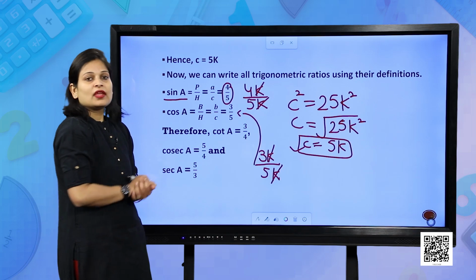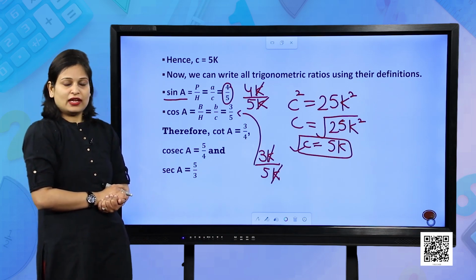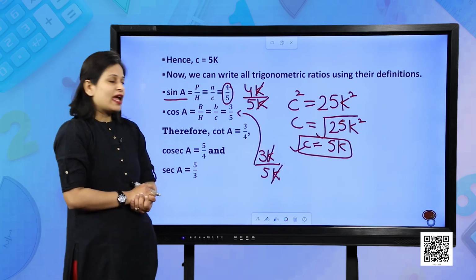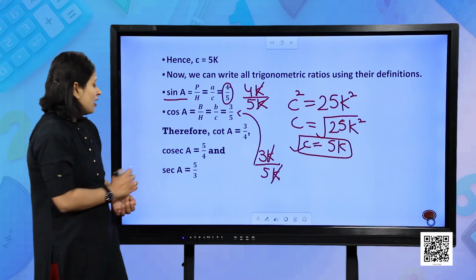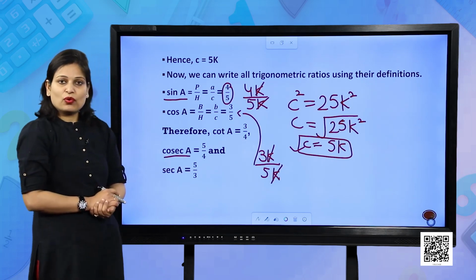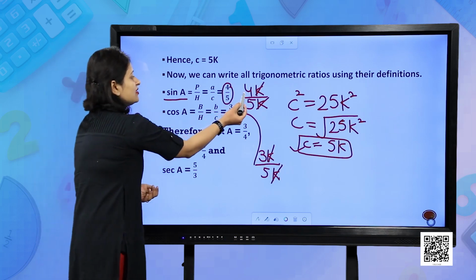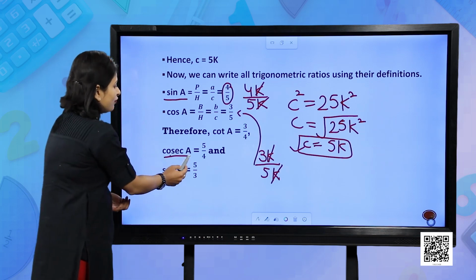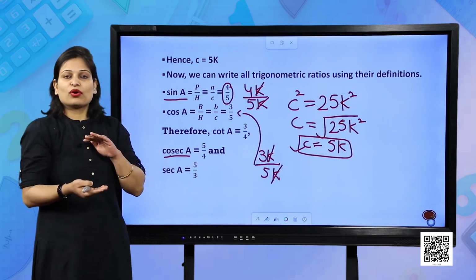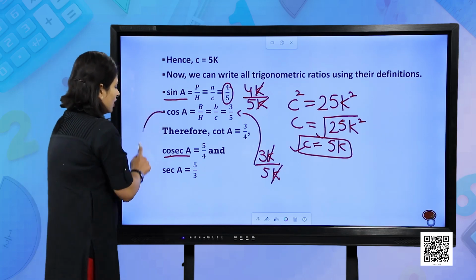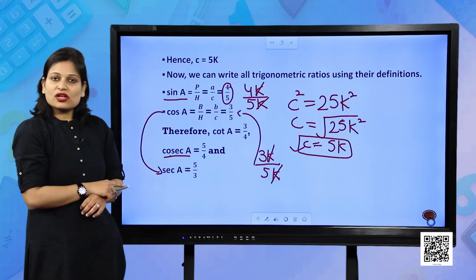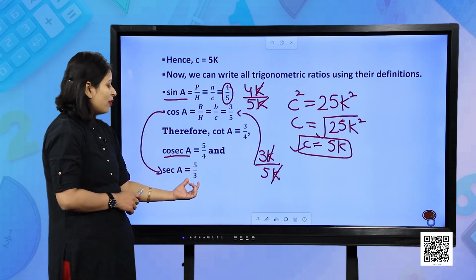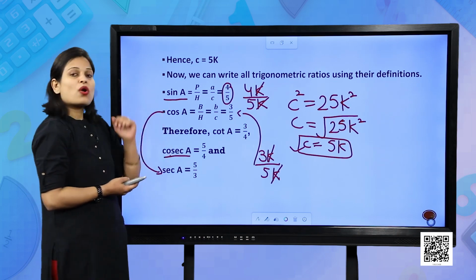For cot A, it is basically the reciprocal of tan A and the value of tan A was given as 4 by 3. So 1 upon tan A, you will get 3 by 4. Now cosecant A is the reciprocal of the sine function. You can see you are getting the value of sine A as 4 by 5. So cosecant A will be 5 by 4, simply the reciprocal of the sine function. Now secant A is the reciprocal of what? Cos function. So 1 upon cos A will give you secant A. So you will get 5 upon 3, simply the reciprocal of the cos function.